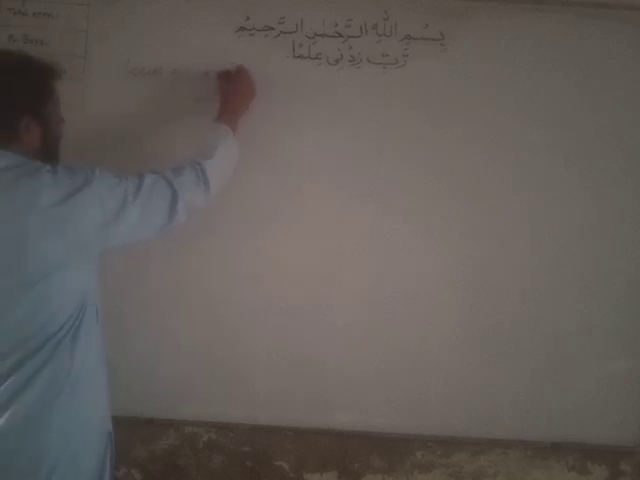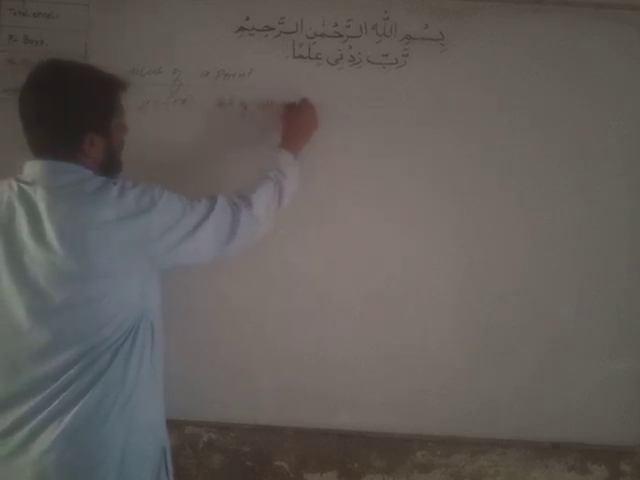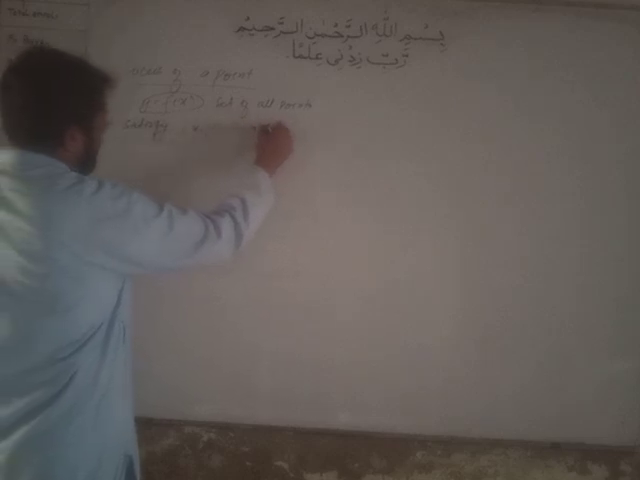Locus of a point. If we say y is equal to f of x, this is a function. The set of all points which satisfy this form, or x comma y, is called the locus of a point.